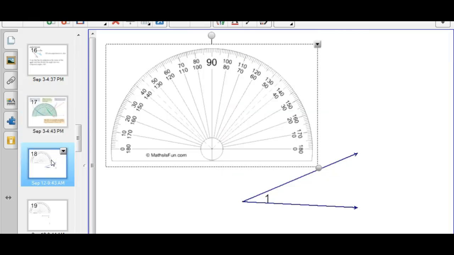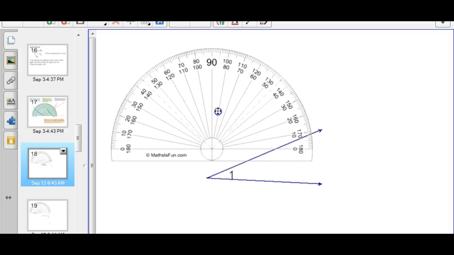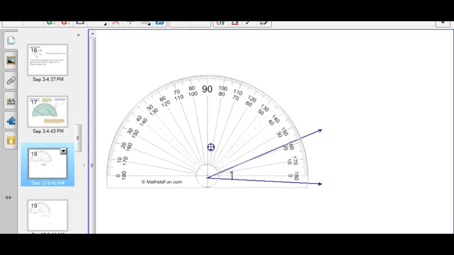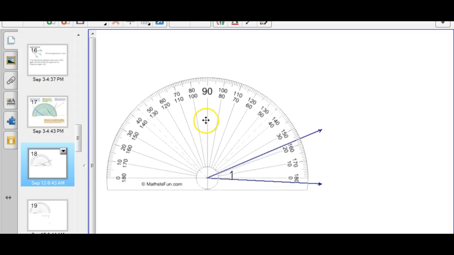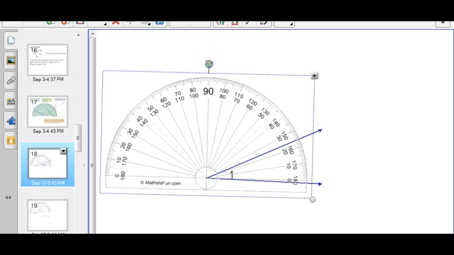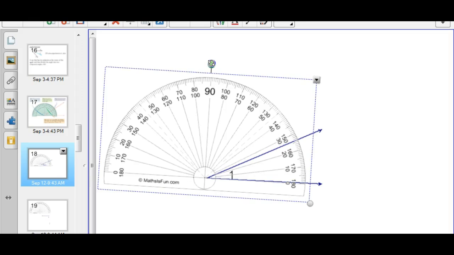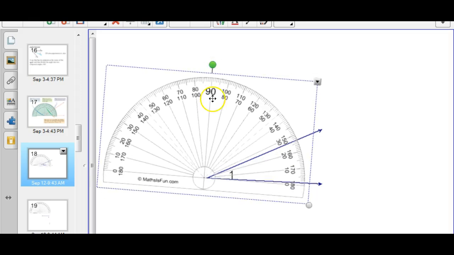So the first example then was measuring this angle 1. So I have my angle 1 here, and I'm going to take my protractor and I'm going to line it up so that this hole at the center of the protractor is on the vertex of the angle. And then I need to rotate my protractor so that that side lines up with the 0. This one doesn't want to stay.